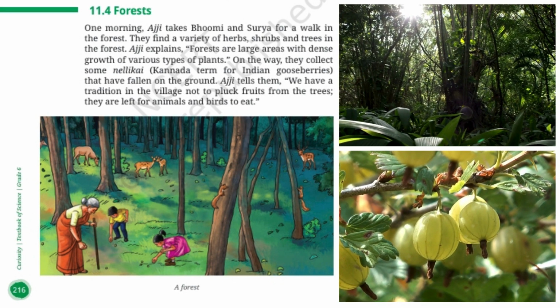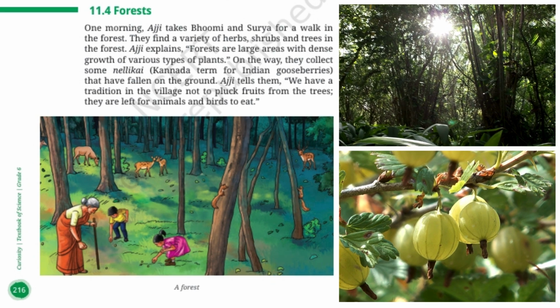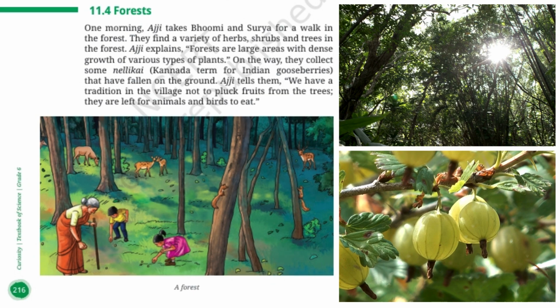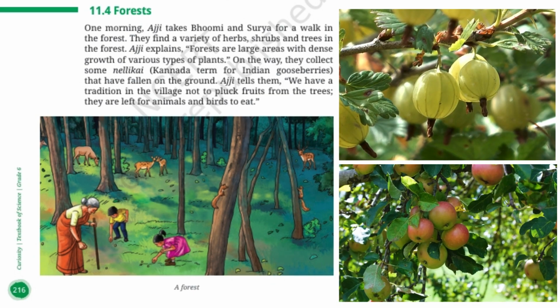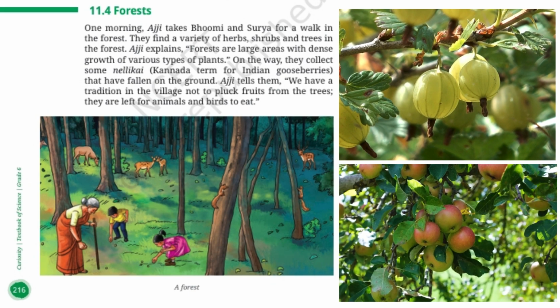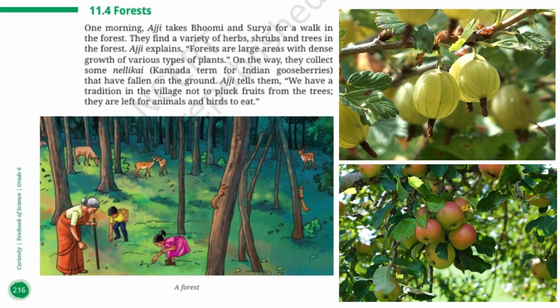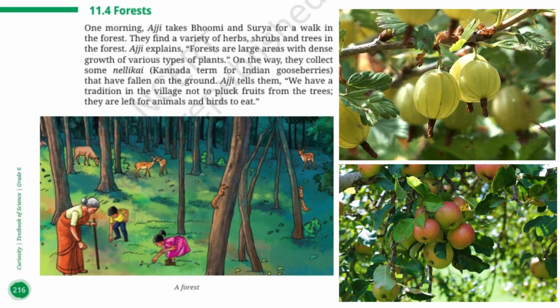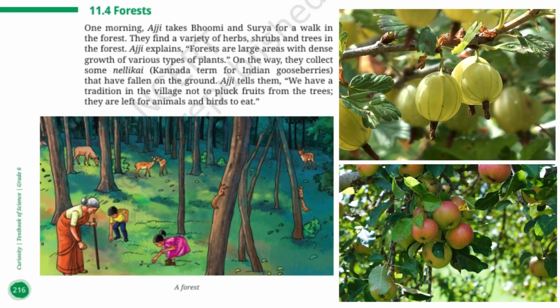Aji explained what forests are. Forests are large areas with a dense growth of various types of plants. On the way, they collect some nellikai. Nellikai means gooseberries, Indian gooseberries that have fallen on the ground. Many gooseberries have fallen on the ground.